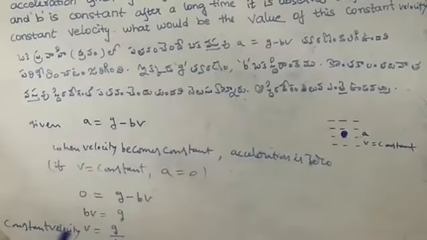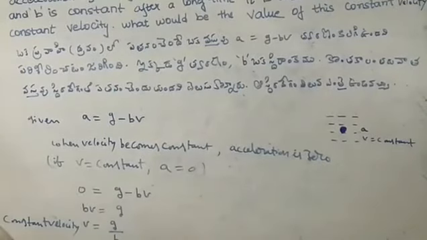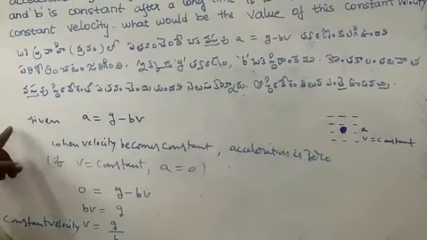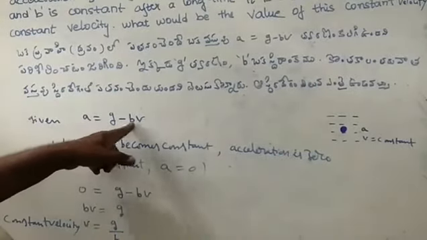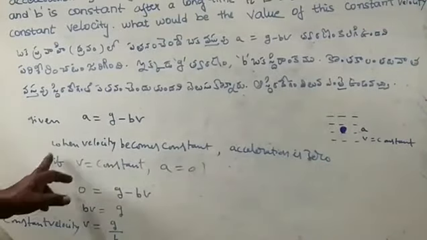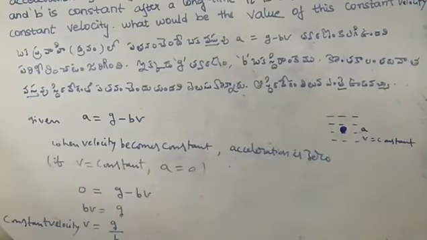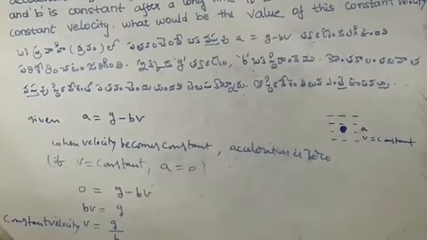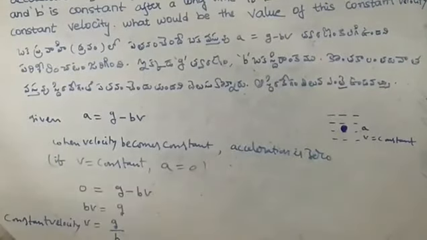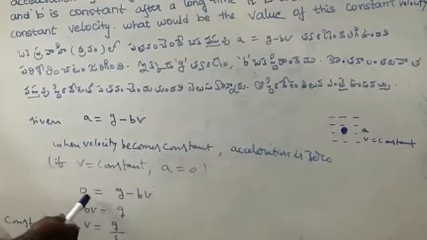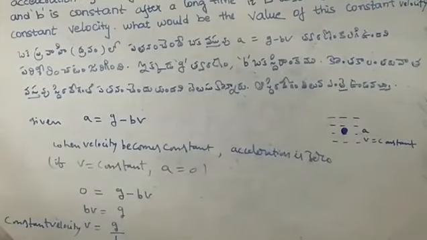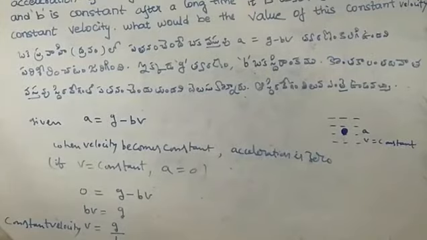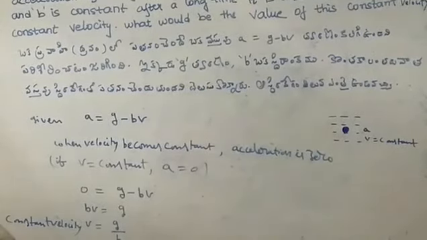Constant velocity V is equal to G by B. This is our answer. Once again, given A is equal to G minus BV. When velocity becomes constant, acceleration is 0. That means V is equal to constant, A is equal to 0. Substitute this value in our equation, we get 0 is equal to G minus BV, BV is equal to G, V means constant velocity, V is equal to G by B.